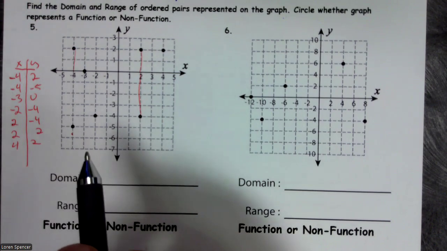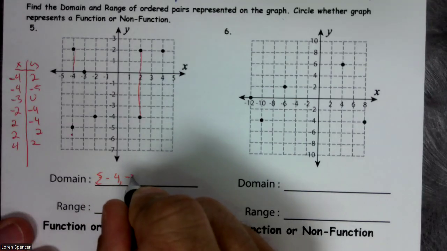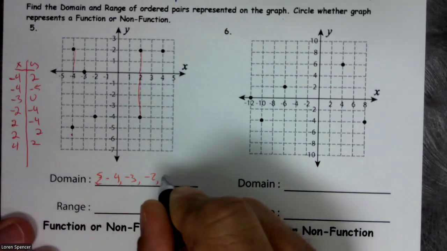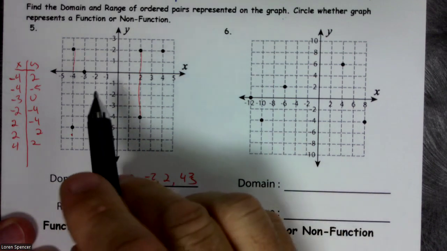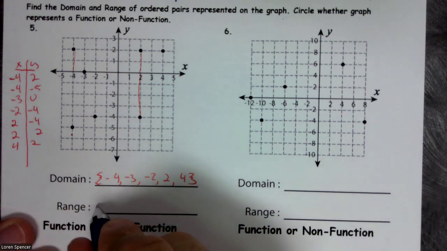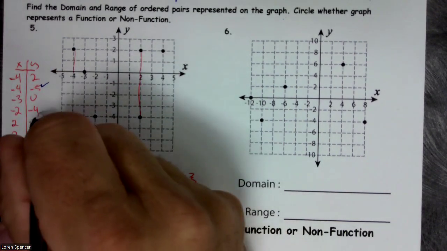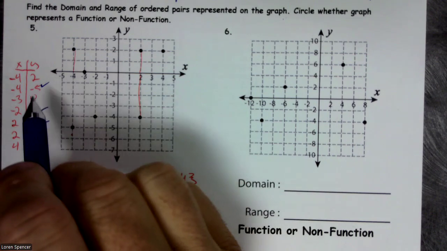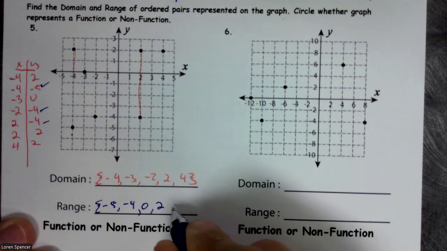All right, domain, we only list the values once. So we have -4, -3, -2, 2, 4. Range, starting with the smallest, we have -5. We only write a value once, -4. Then we have 0, and then we have 2.